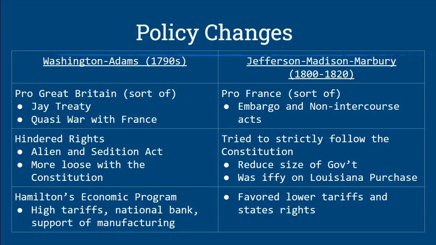Jefferson, in particular, tried to strictly follow the Constitution. He reduced the size of government, favored lower tariffs, and states' rights. And he was even iffy on completing the amazing deal for the U.S., the Louisiana Purchase, because he thought the Constitution did not give him any right to, but thankfully, he did anyway.